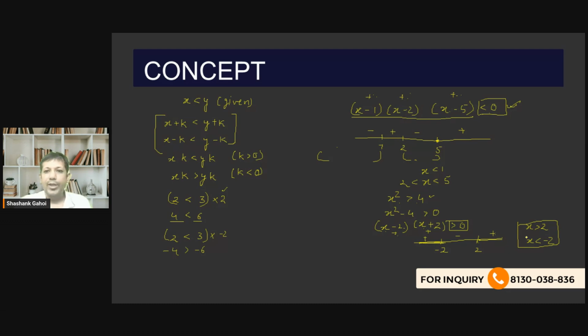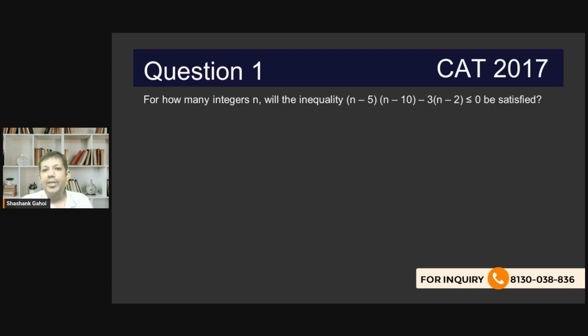Okay, now let's see what kind of questions we are going to see in the exam. Now this one: for how many integers will this inequality be satisfied? Okay, so whatever we have learned just now, I'm going to use the same thing to solve this question. First of all, n minus 5 into n minus 10. Multiply both of them. So n into n is n square. n into minus 10 is minus 10n. Minus 5 into n is minus 5n. Minus 5 into minus 10 is plus 50. Minus 3n plus 6, and that's less than or equal to 0.